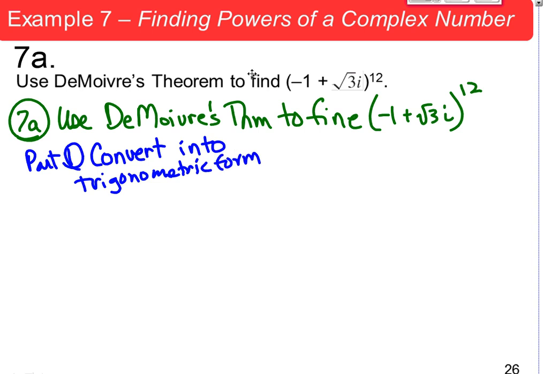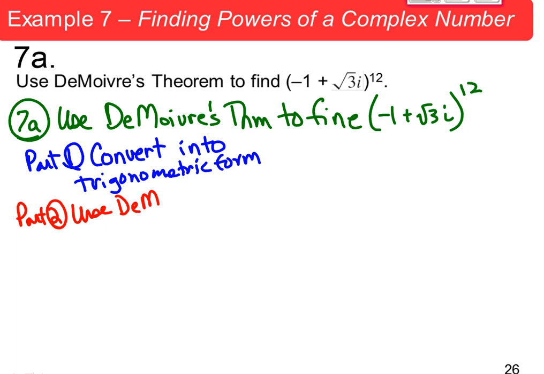And then part 2 is going to be to use de Moivre's theorem. De Moivre's is what is actually in my head. Oh, I shouldn't even try to cursively write that. And I'll kind of color code these as well.